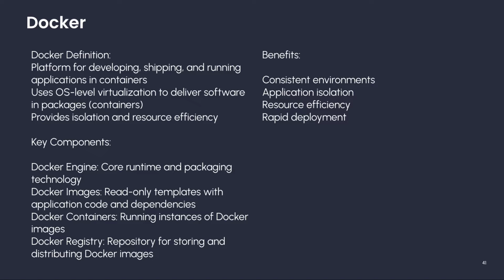So now we have Docker, a platform for developing, shipping, and running applications in containers. Docker is another platform. It is mostly used for single containers. So त्याच्यामध्ये हे components आहे: Docker engine, Docker images, Docker containers, and Docker registry. Engine म्हणजे जो मेन Docker engine आहे त्याच्यावर सगळं चालतं आहे.